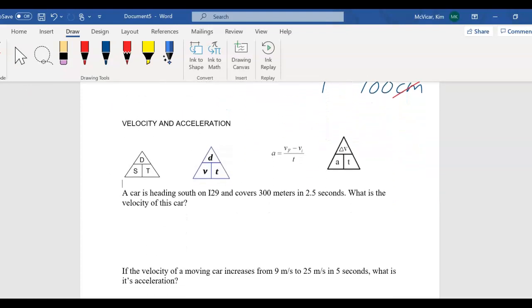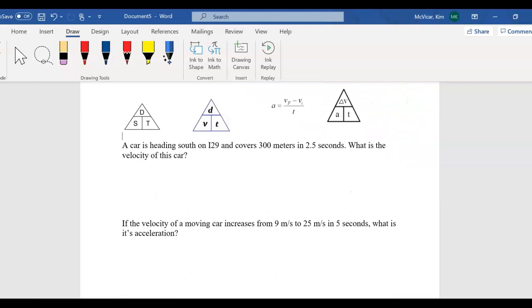You're always going to have the magic triangles given to you, so all you have to do is decide which one of those you're going to use to solve the problem. In this first problem, a car is heading south on I-29 and covers 300 meters in 2.5 seconds. What is the velocity of this car? Here's the triangle I need because I'm given distance and I'm given time.